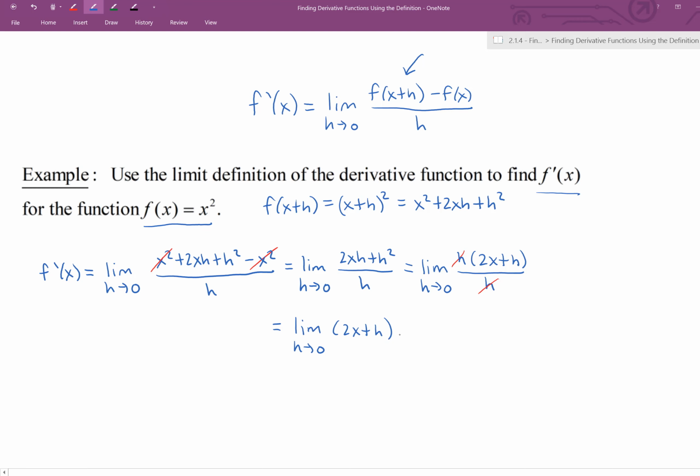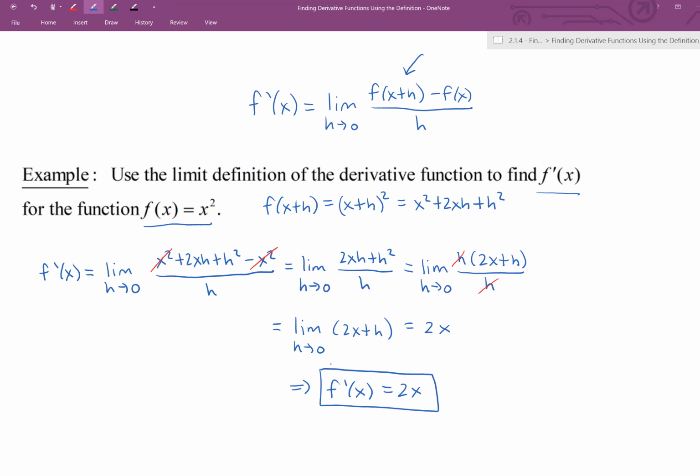Now we don't have an indeterminate form. We can take this limit, and h is the thing that's changing, of course. As h goes to 0, well, h goes to 0, and what are we left with? 2x. Thus, our derivative function f prime of x is 2 times x. That is the function that gives the slope of x squared at any value of x for which this limit exists, and of course, this limit will exist for all x.